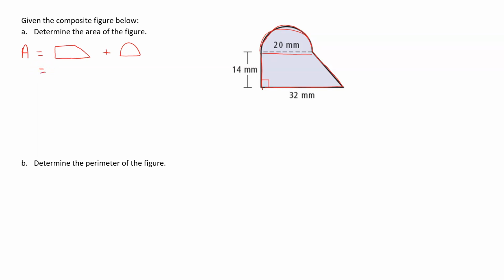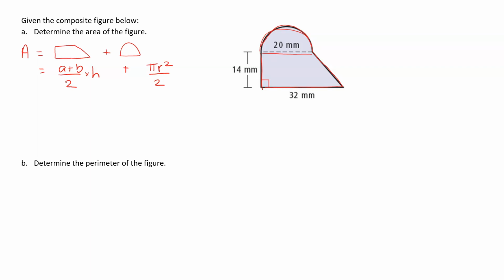Okay, I always like to start by writing out my formulas. I know that the formula for area of a trapezoid is a plus b divided by 2 times the height. And my area of a semicircle is going to be pi r squared divided by 2. So area of a circle and then half of that because it's a semicircle.